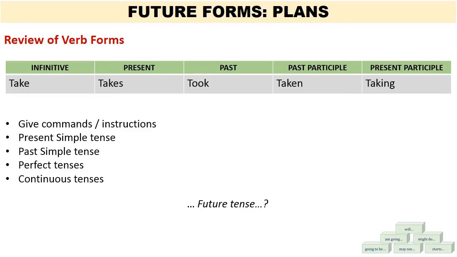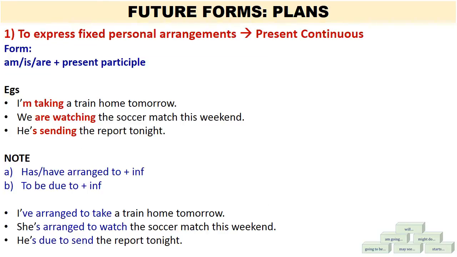But what about the future tense? Let's take a look at how we would form future tenses. To begin, when we want to express fixed personal arrangements, something that we have already arranged to do in the future, we would use the present continuous form, in this case, am, is, or are, plus the present participle form of the main verb that we're using.